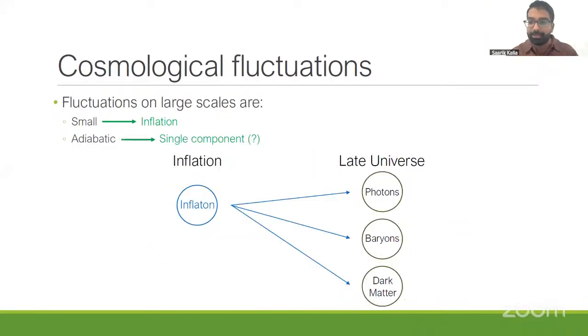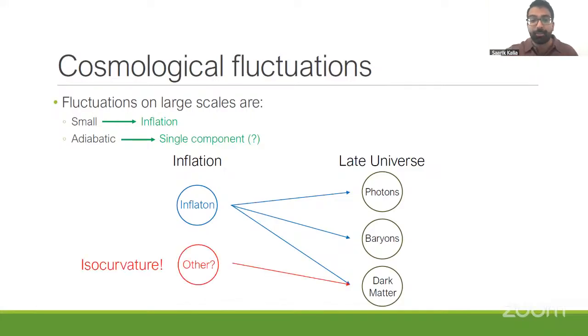There's one very simple way to explain it, which is that maybe early on we really just had one component. So if during inflation there was just one field called the inflaton, and everything that we see now comes from that inflaton, then of course any fluctuations that were in the inflaton are going to get inherited by all the different components, and so that's why we'll see correlated fluctuations between components.